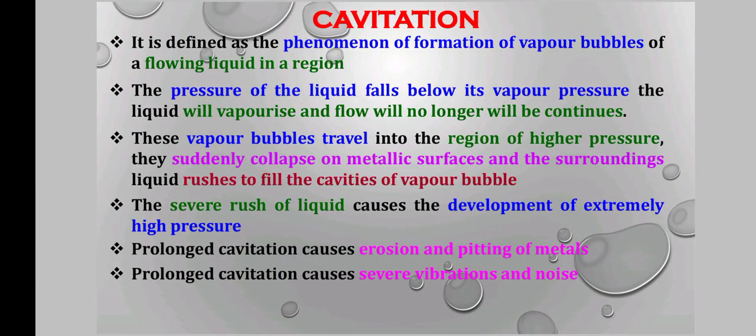And the topic is about cavitation. It is defined as the phenomenon of formation of vapor bubbles in the flowing fluid. When the pressure of the liquid falls below its vapor pressure, the liquid will vaporize and the flow will no longer be continuous. These vapor bubbles travel into the region of higher pressure, then suddenly collapse on metallic surfaces and the surrounding liquid rushes to fill the cavities of the vapor bubbles. The severe rush of liquid causes the development of extremely high pressure. Prolonged cavitation causes erosion and pitting of metals, severe vibration and noise.